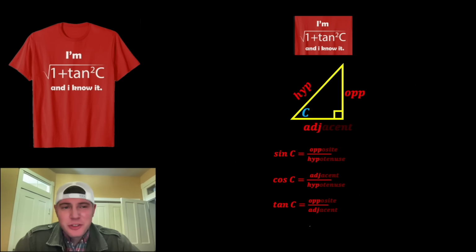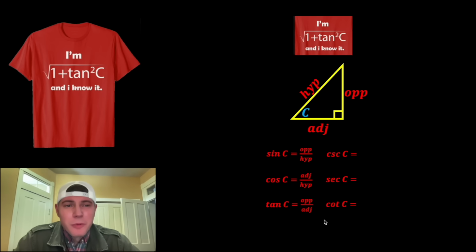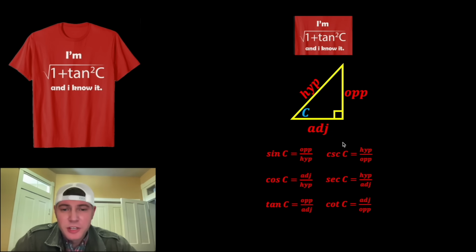So these are the first three trig functions. There are three more. There's cosecant of c, secant of c, and cotangent of c. These are the reciprocals of these ones. So for cosecant of c, we're going to flip things. Instead of opposite over hypotenuse, it'll be hypotenuse over opposite. And same thing, secant of c is hypotenuse over adjacent, and cotangent of c is adjacent over opposite. So these are all six of the trig functions and their corresponding relationship in this triangle.